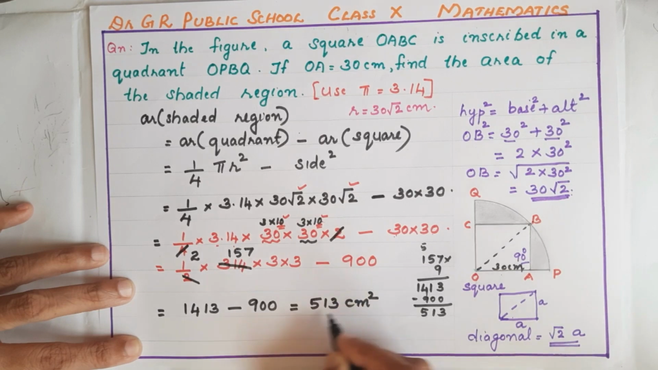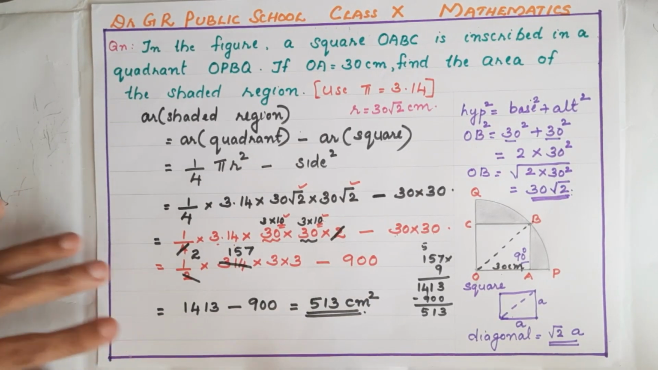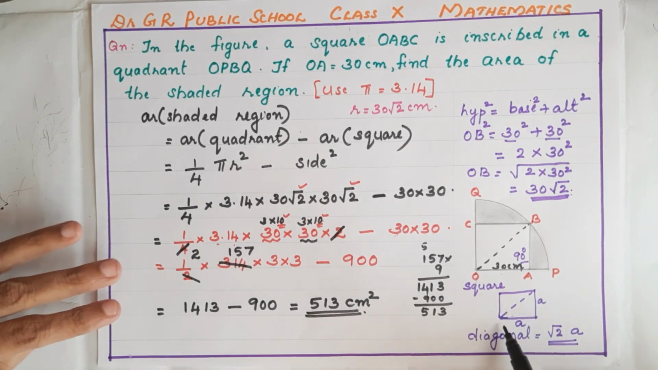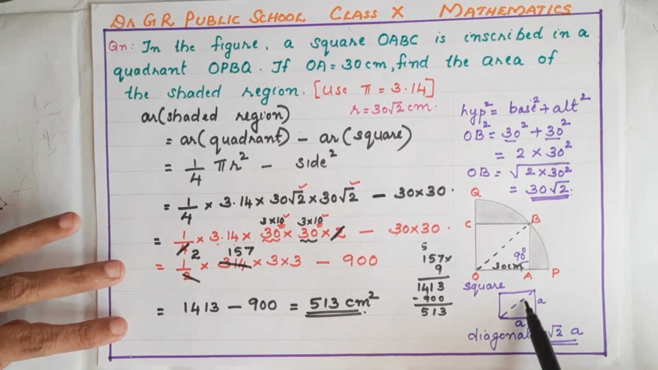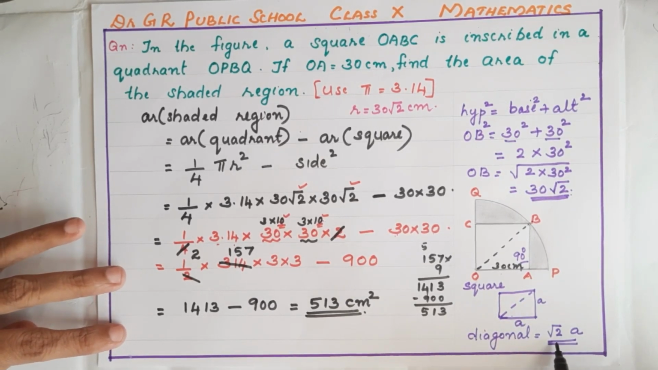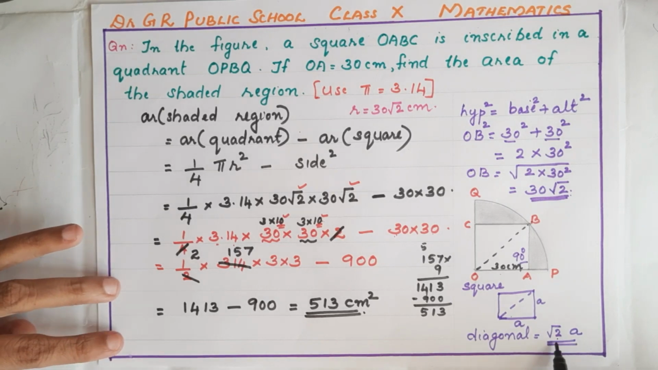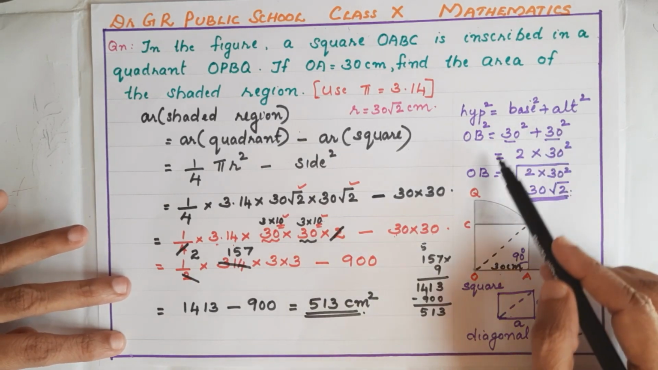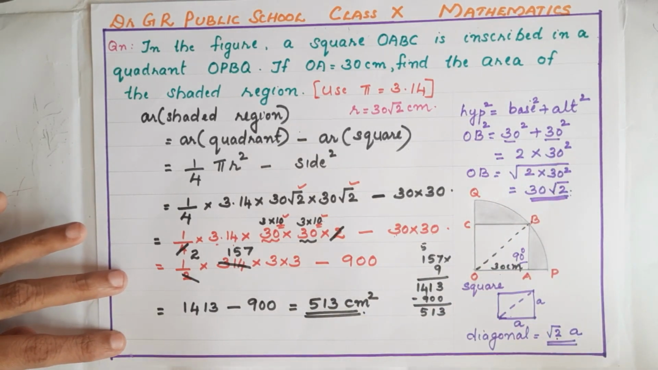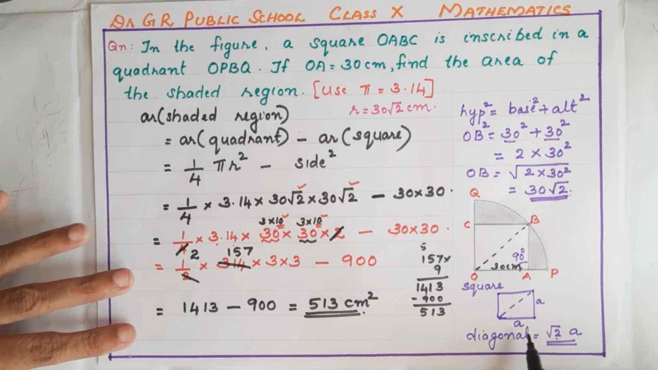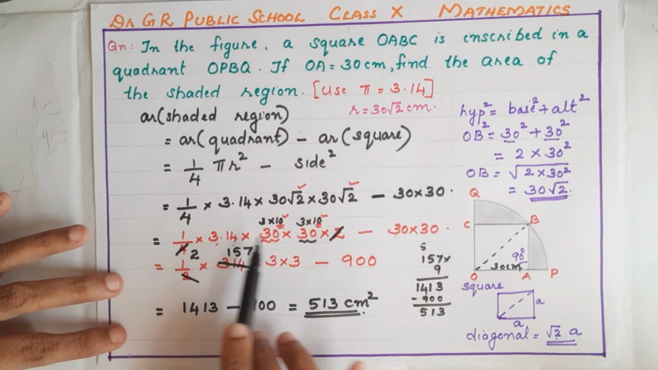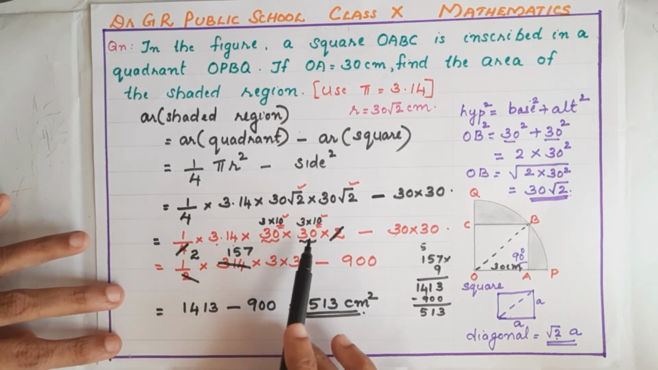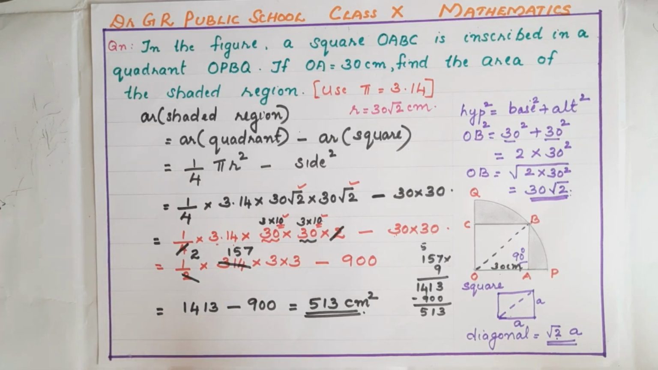So the answer is 513 centimeter square. Okay. So here you have studied one new concept. If the side of the square is A, its diagonal can be found by using the formula root 2 A. That comes from our Pythagoras theorem, so that also you have to understand. Then this simplification you have to understand properly. You have to watch the video properly to see how I have done the simplification.